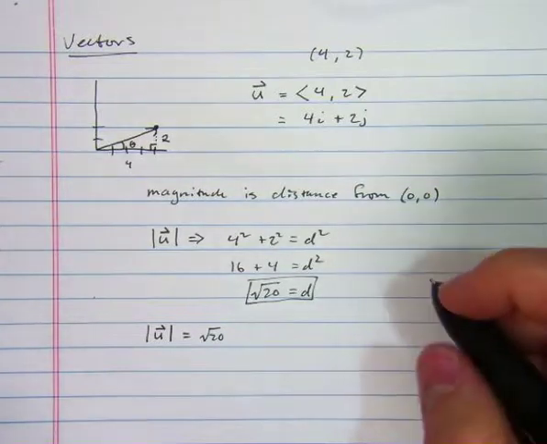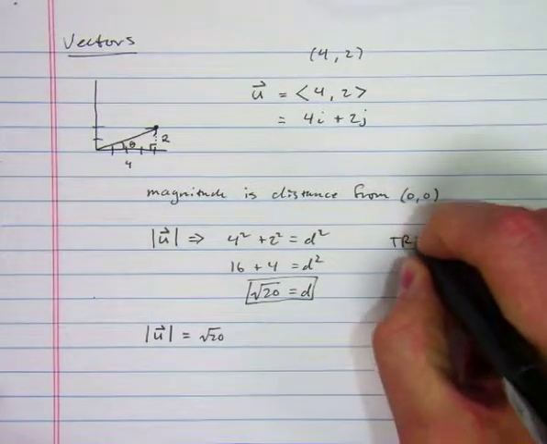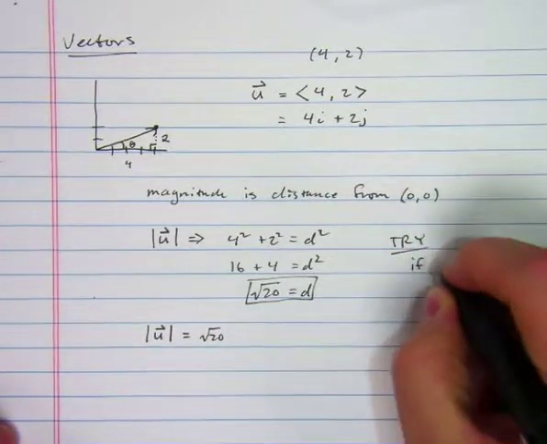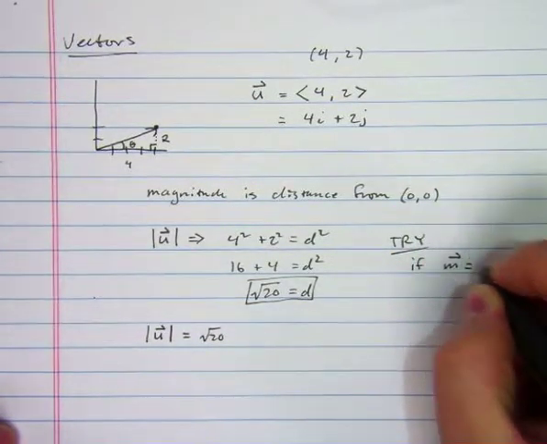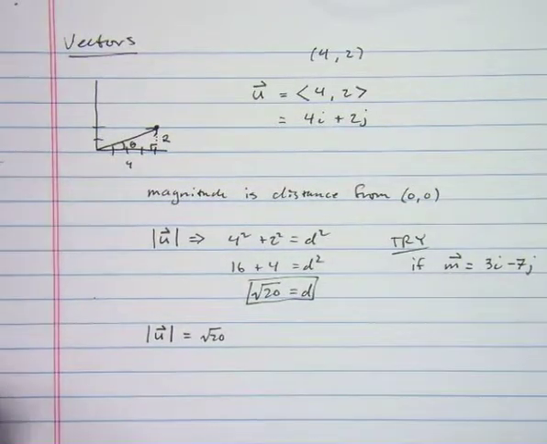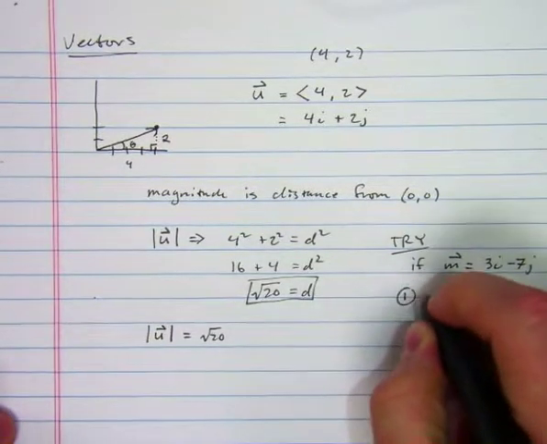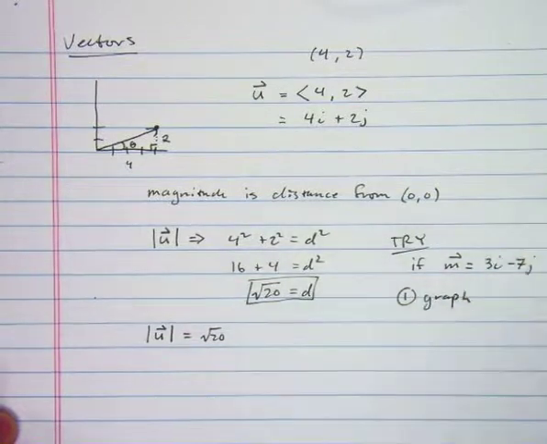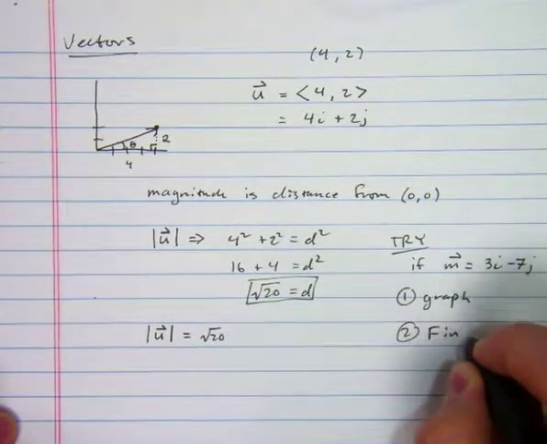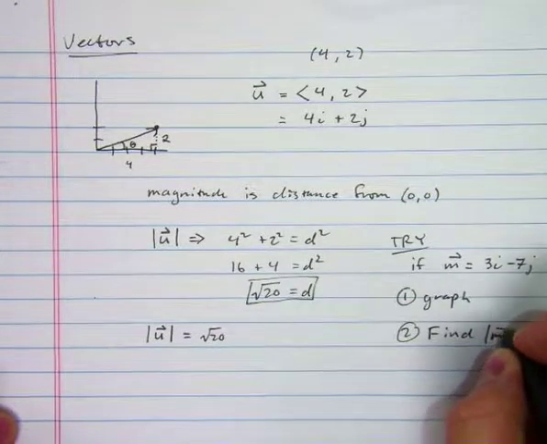Okay, so I have some try-ones over here. You could pause it and give these a try. If the m vector is 3i minus 7j, first graph it, and then second, find the magnitude of the m vector.